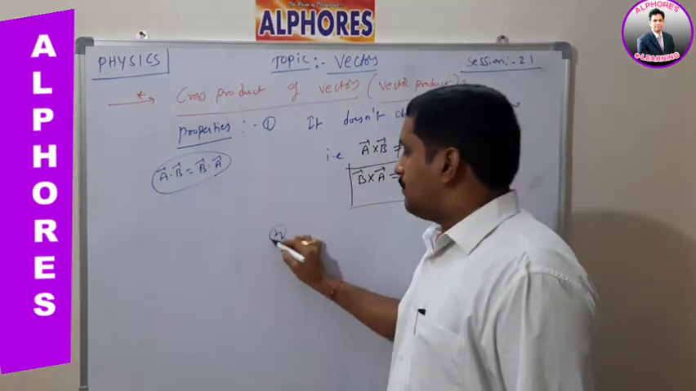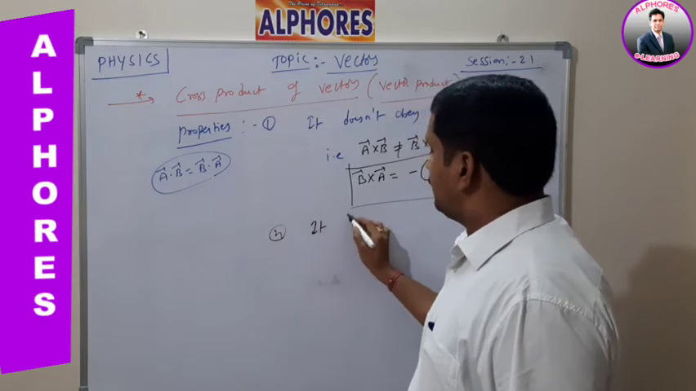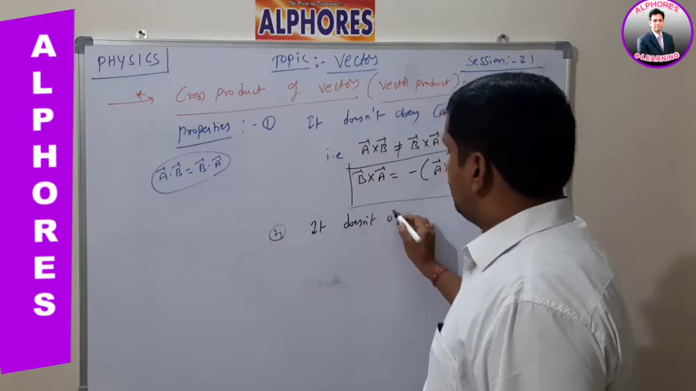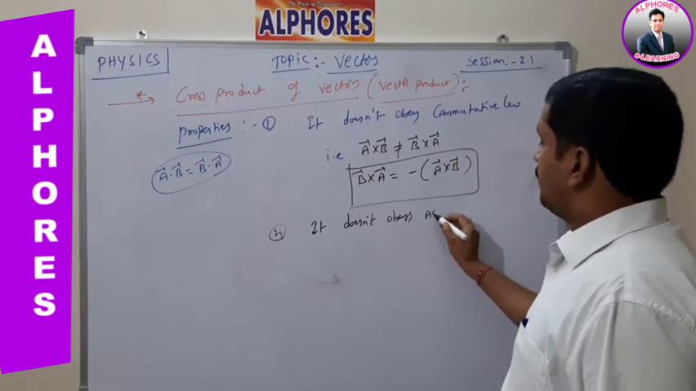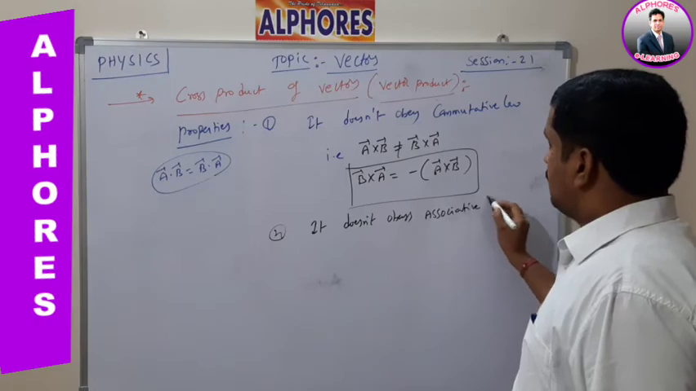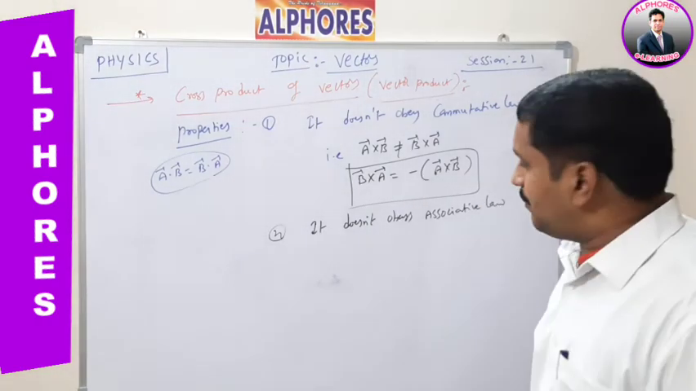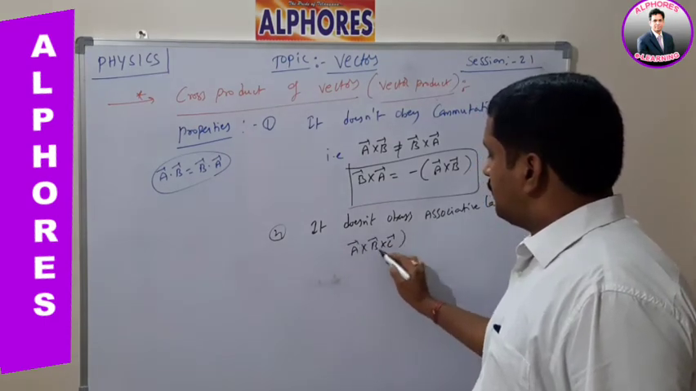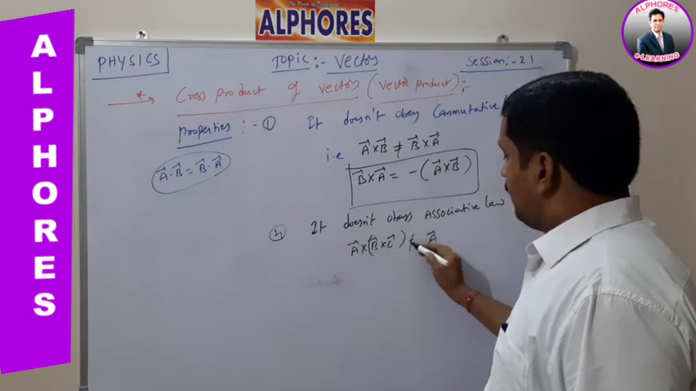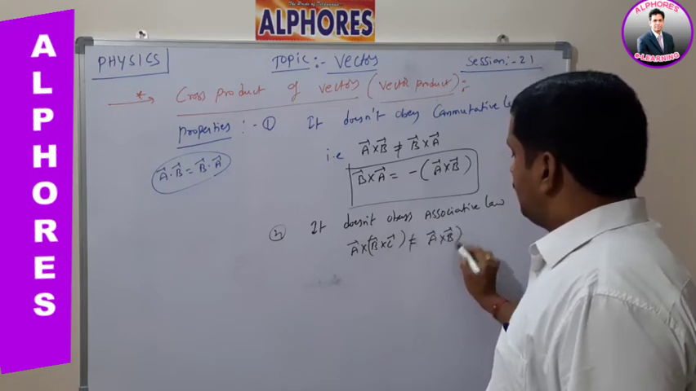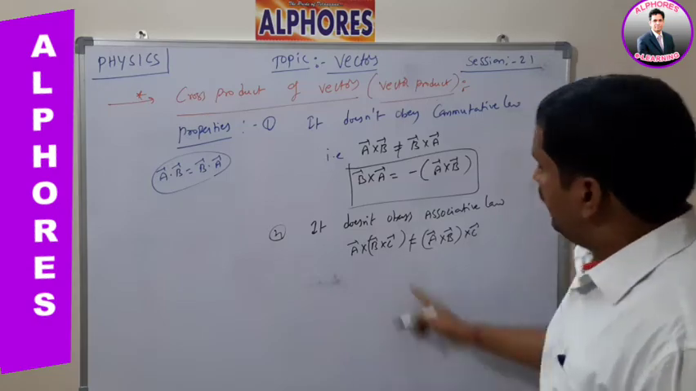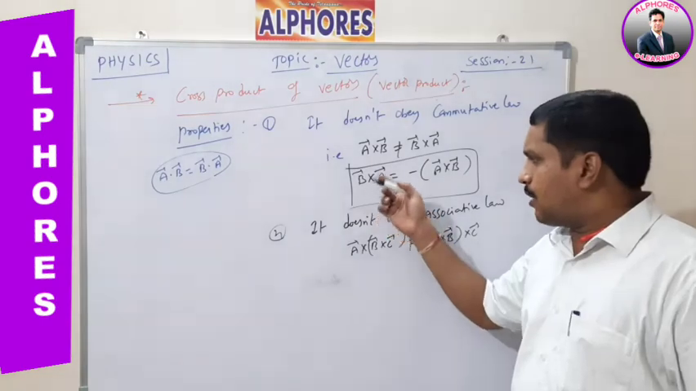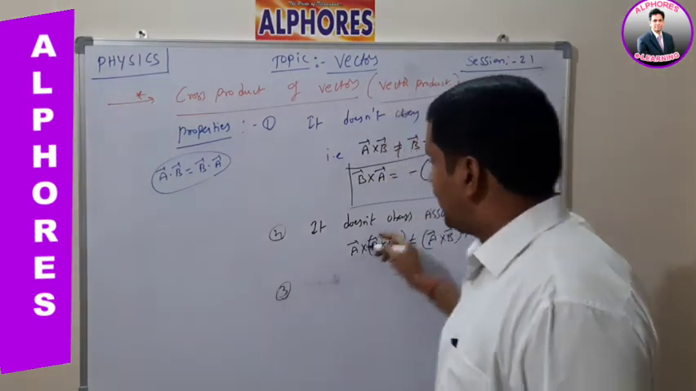And the second property, the second law: it doesn't obey the associative law also. That means, listen carefully, A bar cross B bar cross C bar is not equal to A bar cross B bar cross C bar, with the grouping changed. It doesn't obey the associative law, and this can be proved by taking certain vectors, using the remaining properties. So this can be discussed later.